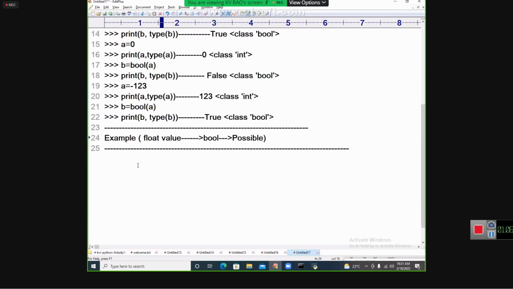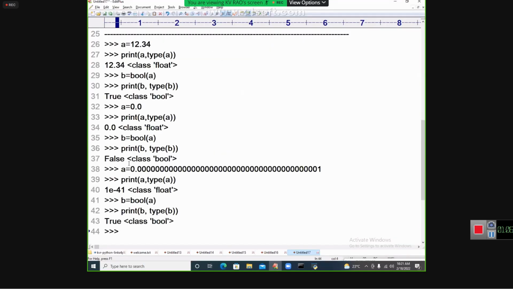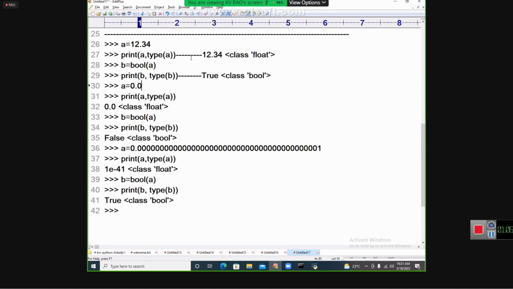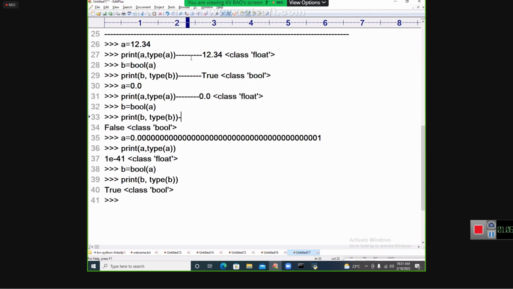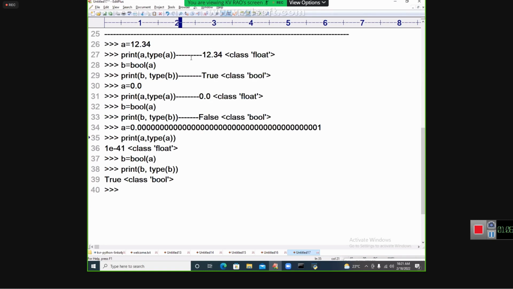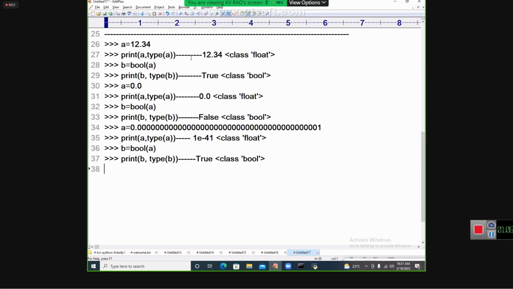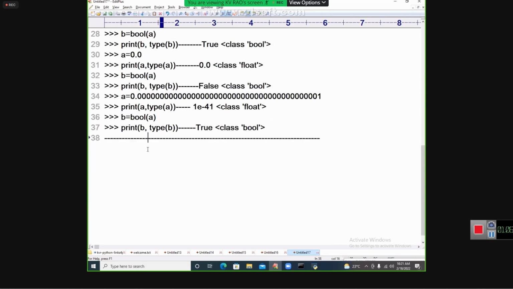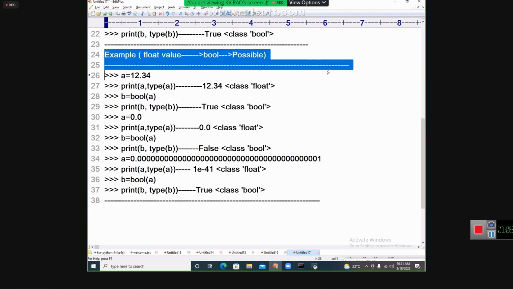This is called a bool value. Line by line, point to point, I am explaining. Yes, this is called false. So the value is printed here. Now bool of this value, I am going to give you the clarity. Possible or not possible? Possible, sir. This is possible.